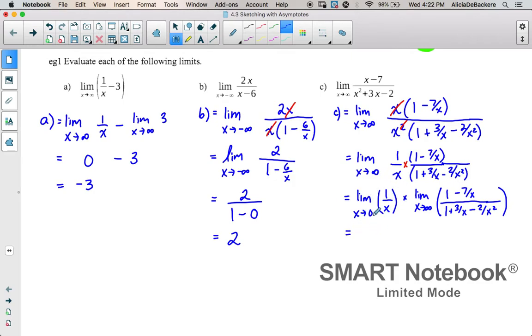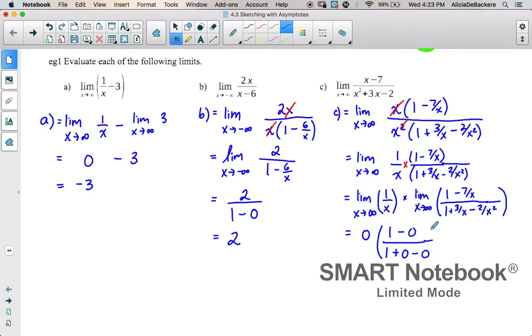All right, so now I'm taking the limit of 1 over x, sorry, this is an infinity, as x approaches infinity, and that's going to be 0, right? I know when I plug in a large number in the denominator, I get 0. And then over here, when I plug in infinity, 1 is still just 1. 7 over x is going to go to 0. And in the denominator, 1 is still 1. 3 over x will go to 0. And this is negative 2 divided by that huge number squared, so an even bigger number. So I'm also going to get 0 there.